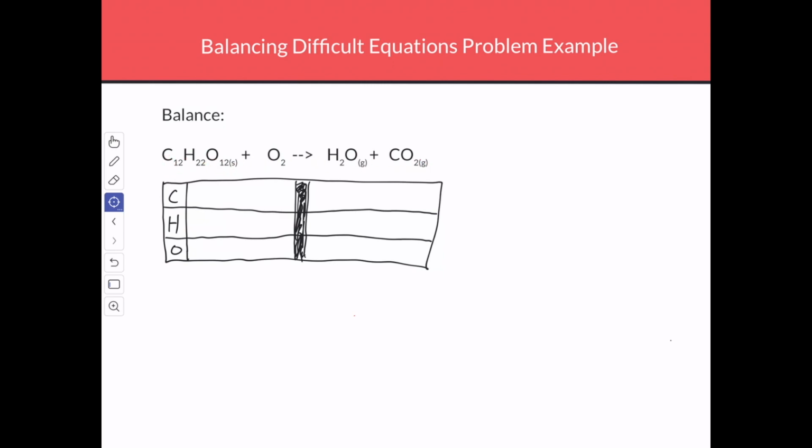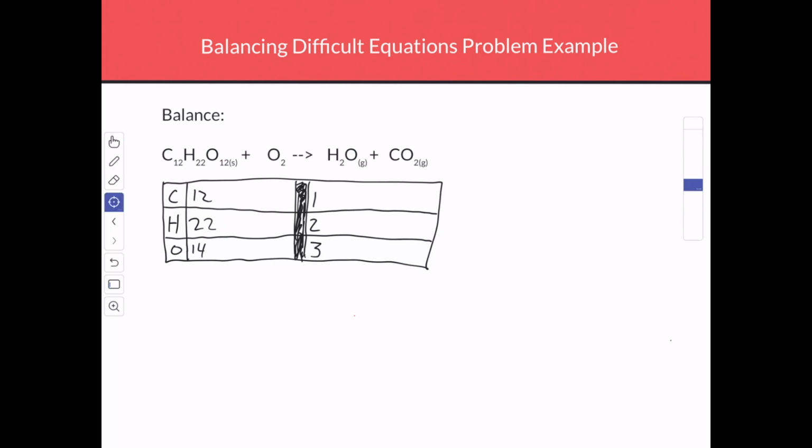So we've got 12 carbons on our reactant side. We've got 1 carbon on our products. We've got 22 hydrogens on our reactant side. We've got 2 hydrogens on our products. We've got 12 plus 2, which is 14 oxygens on our reactants. We've got 2 plus 1, which is 3 oxygens on our products.